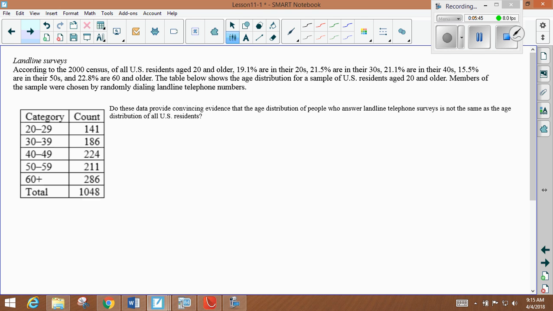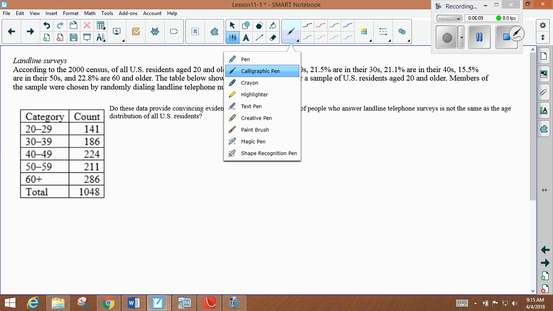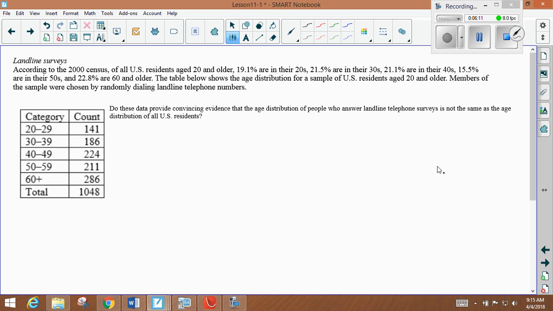So let's go ahead and perform inference and see, is the distribution of age groups of the people that were randomly called on landlines the same as the distribution of U.S. residents? You get to say a lot of words on this day. All right.